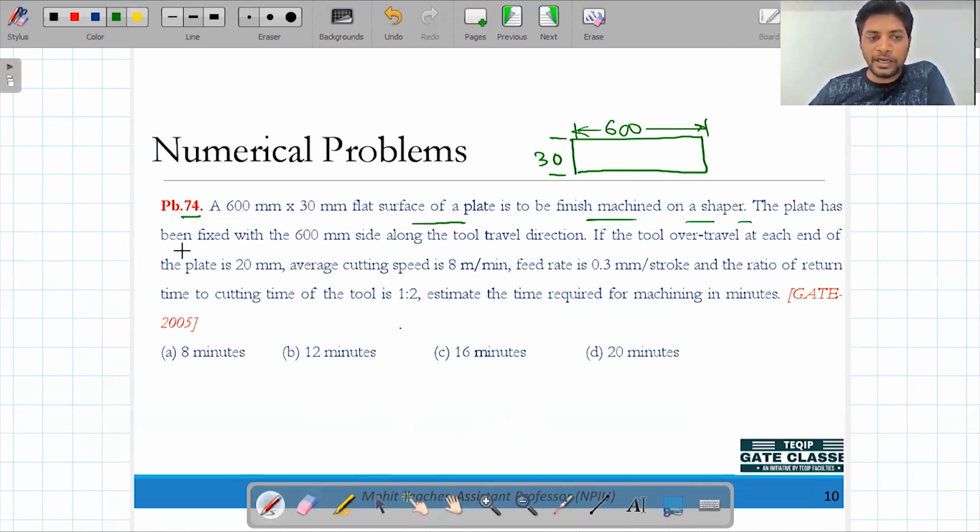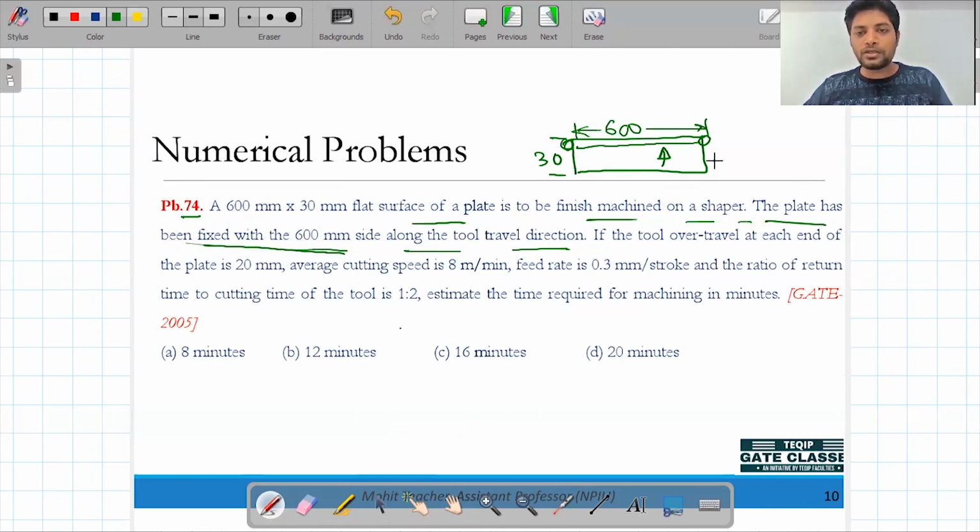The plate has fixed with 600 mm side along the tool travel direction. Tool इसका मतलब क्या है कि आपको यहाँ पे इनिशियली टूल फिक्स करना है, then this will be the forward motion, तो आप यहाँ पे यहाँ तक रीच करेंगे, then again you have to bring it over here and you have to give the feed toward this side. मींस व्हाट इट वांट टू से इन दिस सेंटेंस दैट यू हैव टू फिक्स इट दिस साइड.